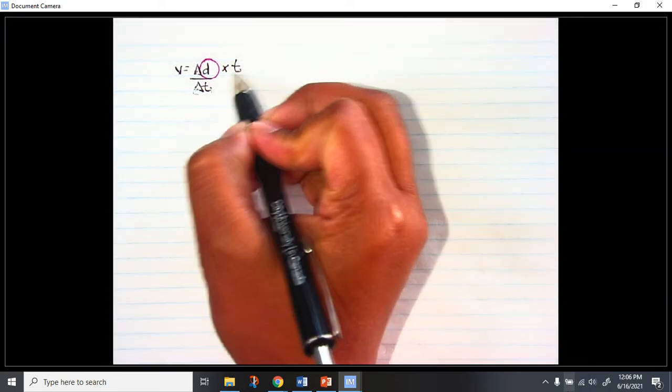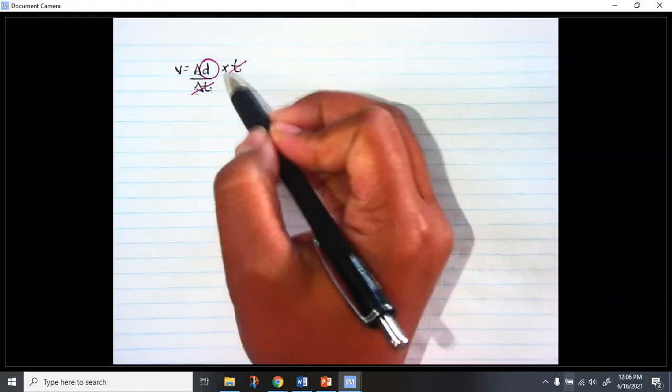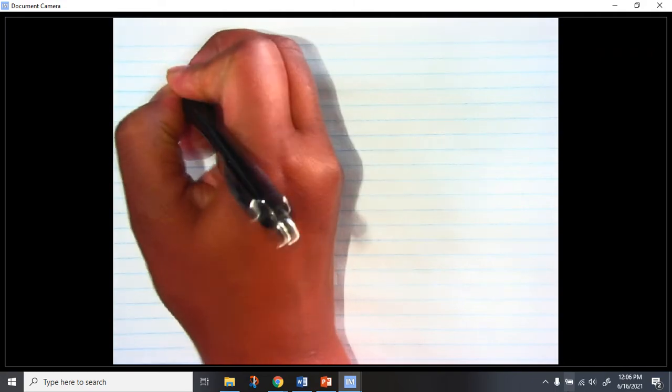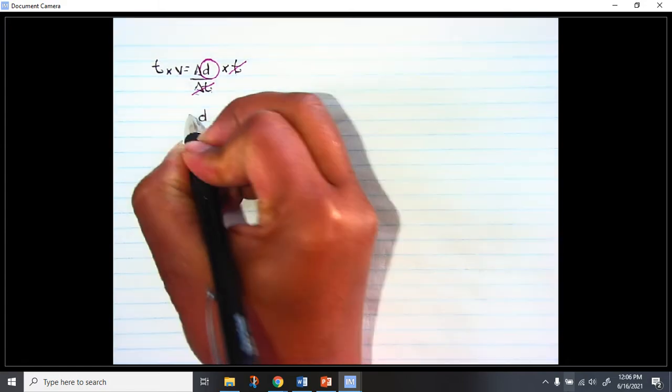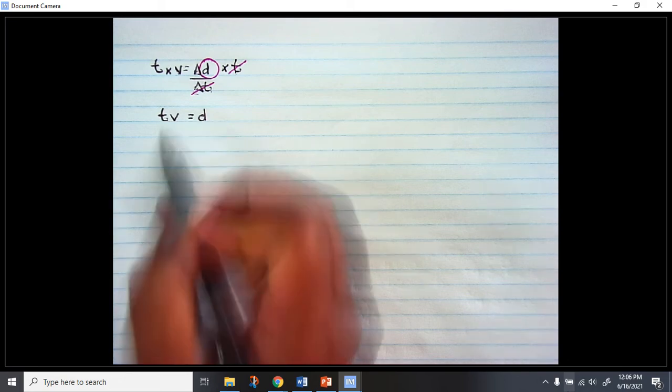Now if we multiply this side by t, look here, you've got a t on the top and a t on the bottom. So those t's are going to cancel out. But in math, you can't just multiply one side of an equal sign by t. You've got to also multiply the other side. So now I'm left with distance on one side of my equation and time and speed on the other side. Whether you put a times between them or leave it as this, they mean to multiply.